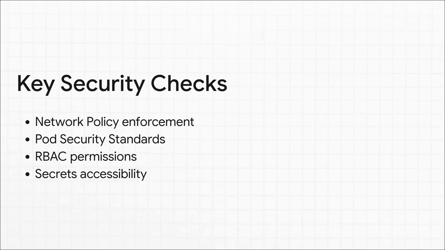Are your network policies still actually enforcing the rules? Are your pod security standards holding the line? Do your service accounts have the right RBAC permissions, that's role-based access control, and not one single permission more? And can your apps still get to their secrets securely? There is zero room for error here.